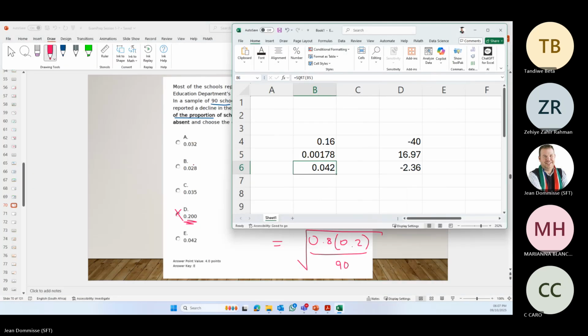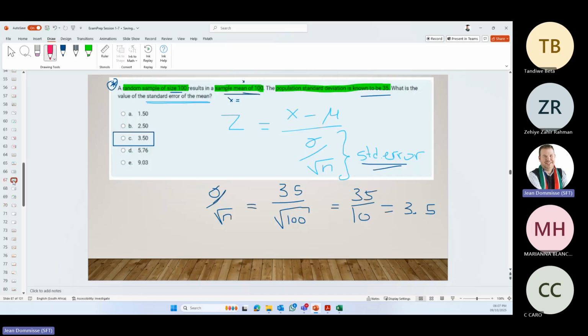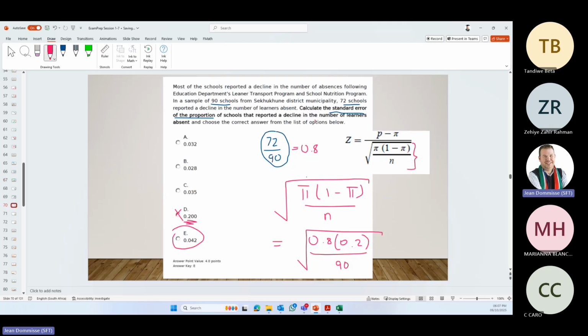0.042, and there we have the 0.042. So the first standard error was with the sample mean. The second standard error that you need to know how to work out is with the proportion.